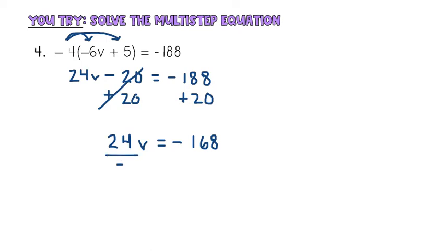I'm going to divide by 24 on both sides. 24 divided by 24 is equal to 1, so v is now by itself. And negative 168 divided by positive 24, a negative divided by a positive is equal to a negative. And my answer is negative 7.